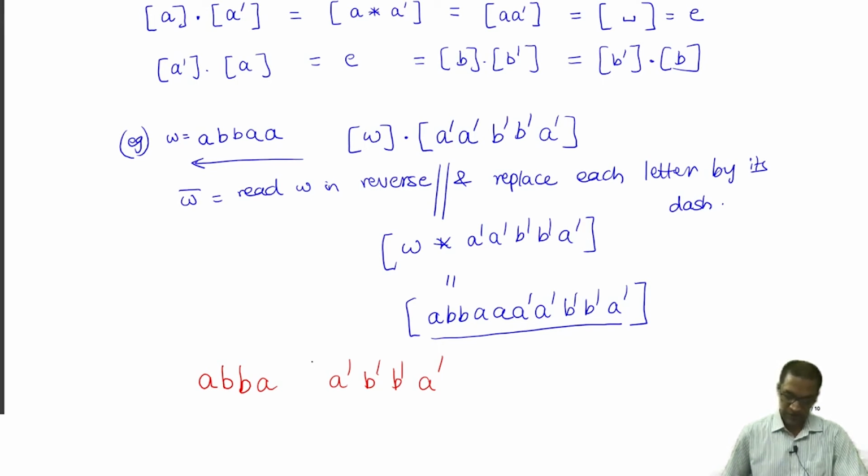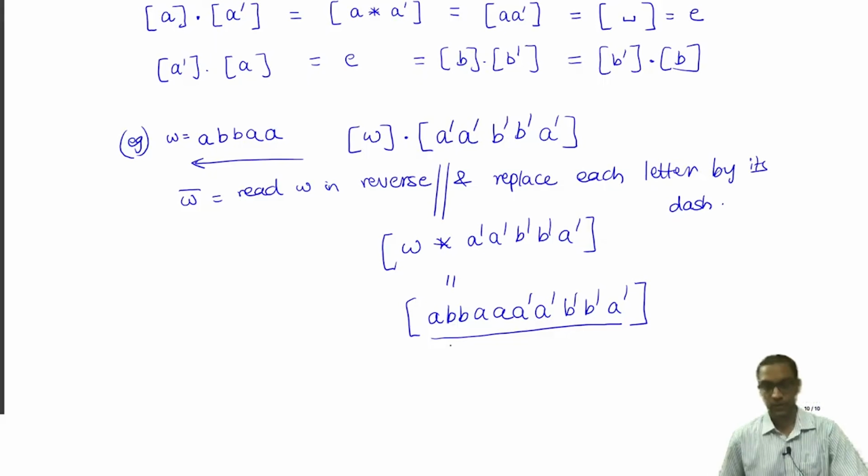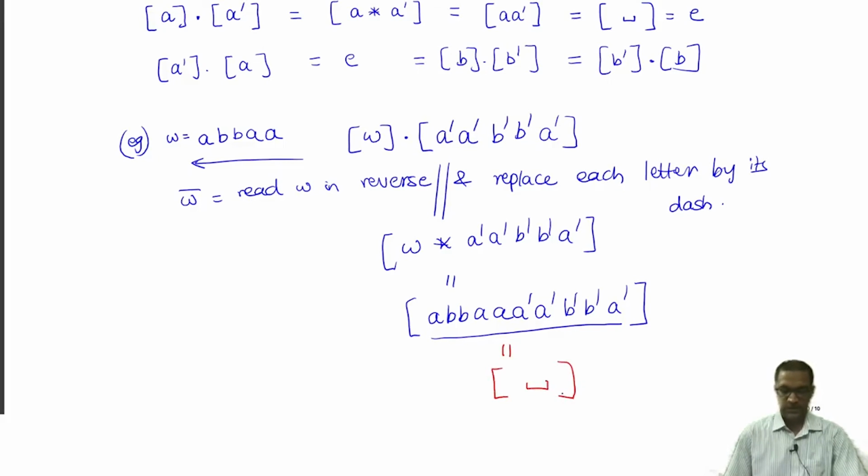Okay, now I look at what's left. Now again, in what's left, I see that an A and an A dash are paired up. So I can erase them. Okay, now I look at what's left. I see that this B and this B dash are paired up. So I erase them. Again, what's left? The B and this B dash are paired up. This A and this A dash are paired up. Okay, so you see that's exactly how we constructed the inverse. We just read the word in reverse, and for every symbol we just took its dash. Okay, and the reason for doing this is because exactly this sort of pairwise cancellation is going to happen.